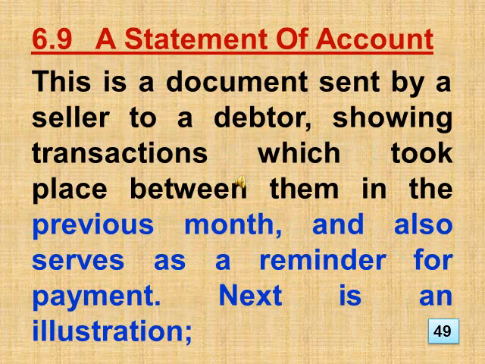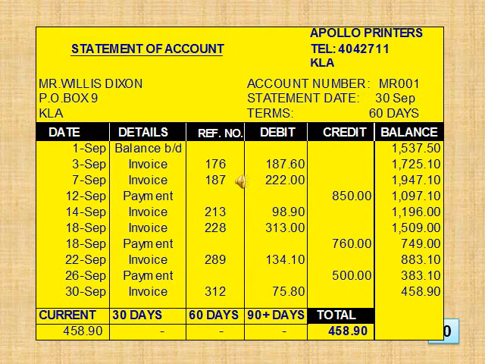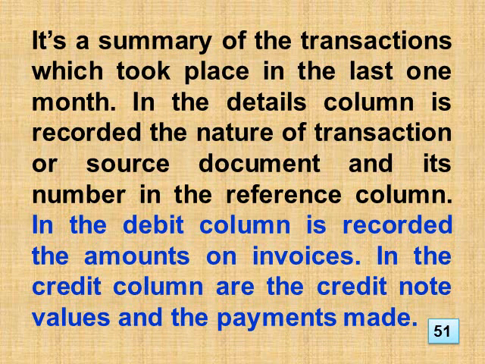Section 6.9. A statement of account. This is a document sent by a seller to a debtor, showing transactions which took place between them in the previous month, and also serves as a reminder for payment. Next is an illustration. This is a statement of account. It's a summary of the transactions which took place in the last one month.